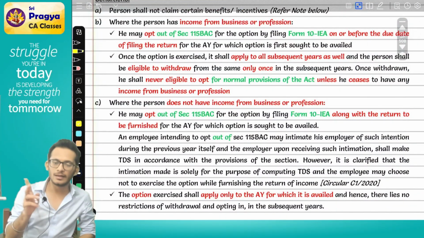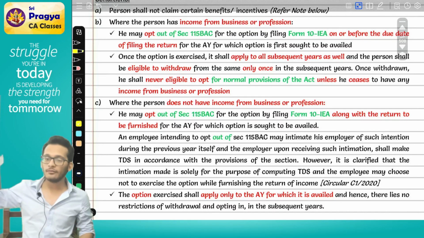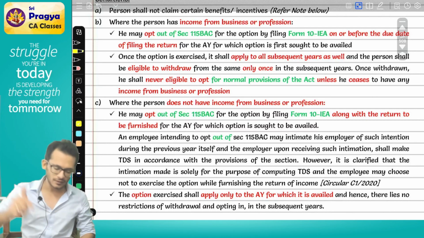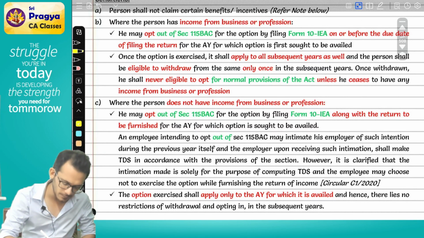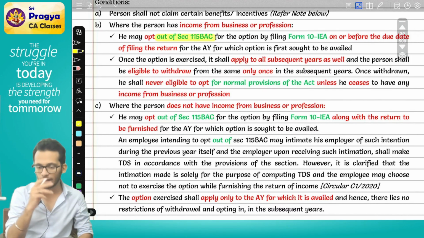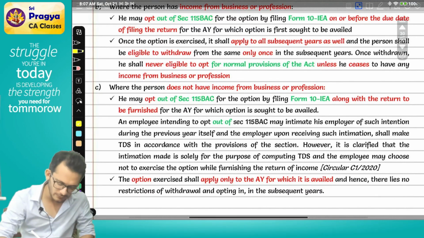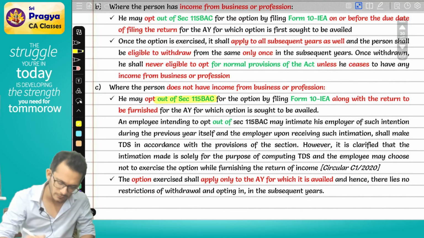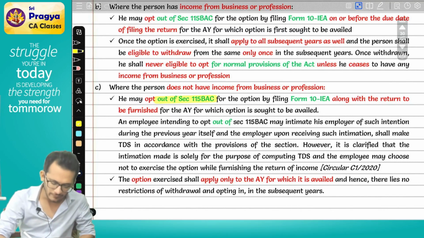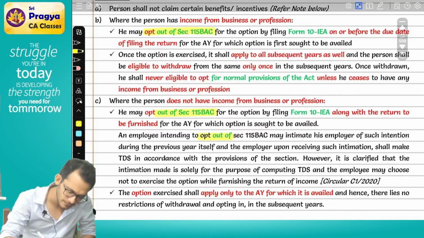Then if you come down, I told you earlier the normal regime was important, 115BAC was chosen. Now 115BAC is important, normal has to be chosen. In these words, you will find wordings such as opt out, and the opt out part you have to highlight. We will read all this once again when we come to the third chapter, so don't worry about it. But right now, just highlight wherever you see the word opt out.